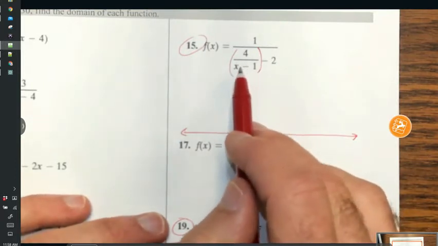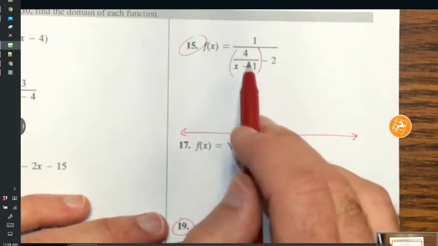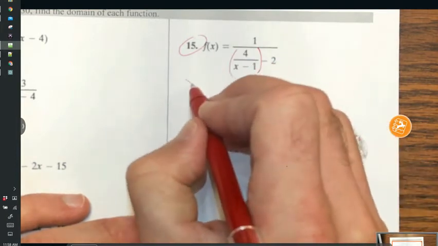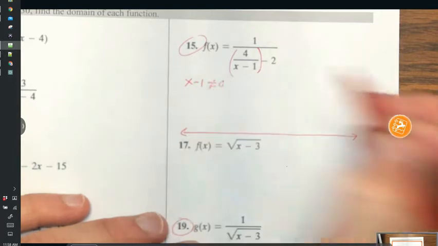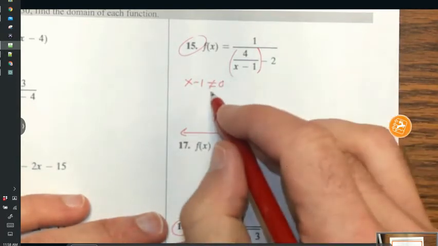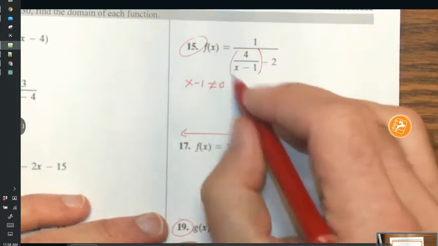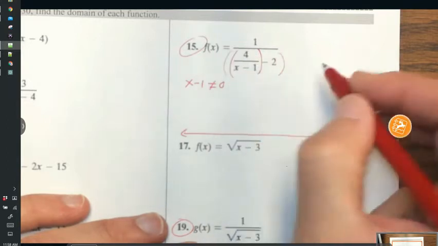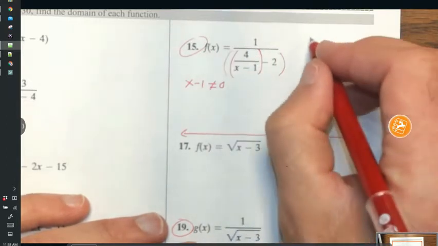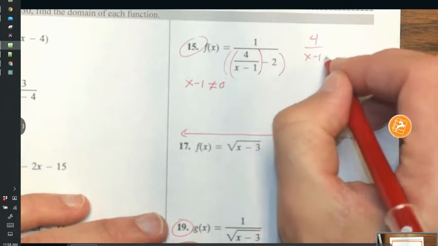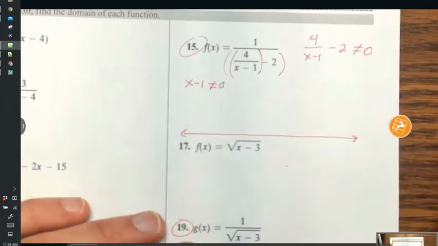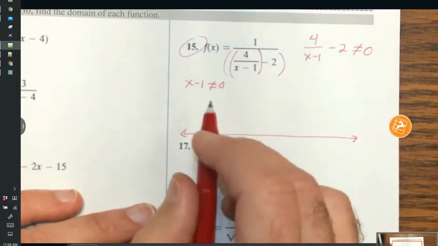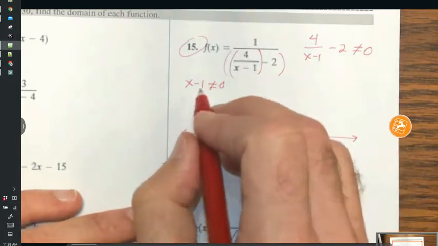The first fraction, what's the denominator of the first, this inside smaller fraction? X minus 1. That denominator, any denominator, cannot be 0. So that's our first inequality. Now, look at the big fraction. What's the denominator of the big fraction? 4 over x minus 1, minus 2. It also cannot be 0. Okay, we're going to solve these one at a time. And whatever we get, we'll pull out.